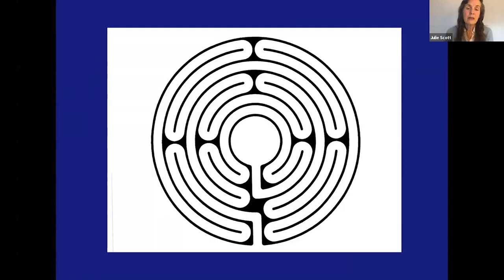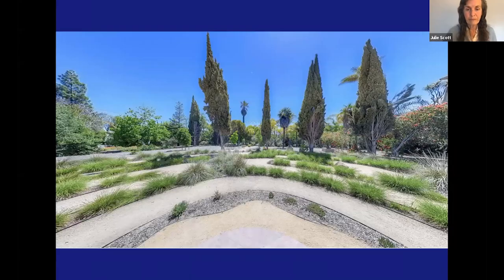A labyrinth is also a mandala. And a few weeks ago, Hugh McGaig presented a great presentation on journeying to the inner self, to the source. And as you know, a labyrinth is not a maze. We don't get lost. It's a meditative tool. So it's a tool for going within.